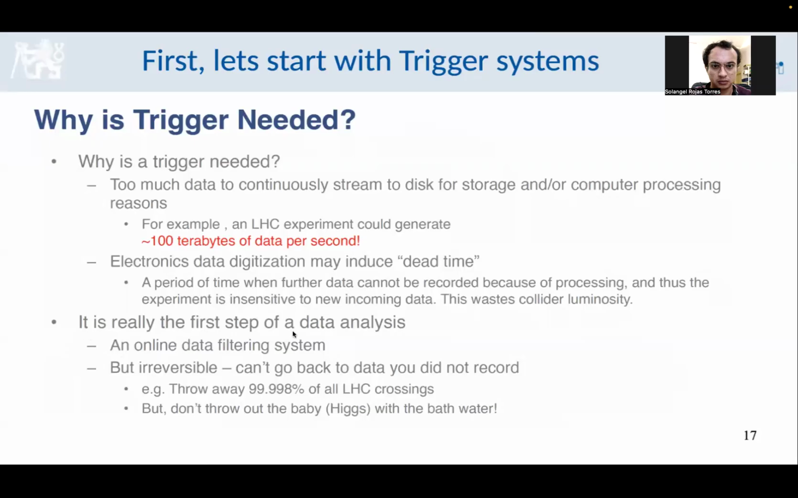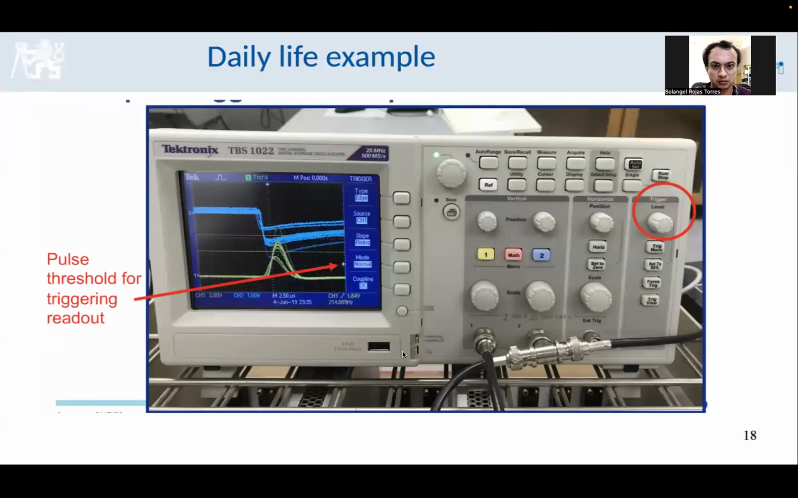And this is really the first type of data analysis, which filters the first data, and this is irreversible. Whatever you take with your trigger is the most you can have. Yes, this is the basic and most effective example. You have one oscilloscope, you have some trigger detector, you set a threshold here, and then you have the information from the detector that you are studying.